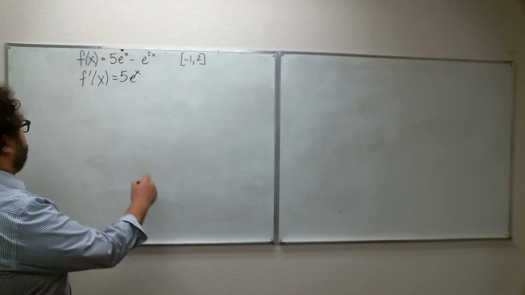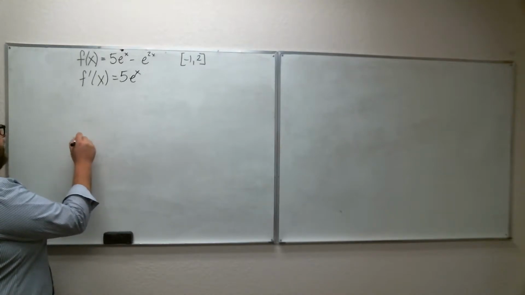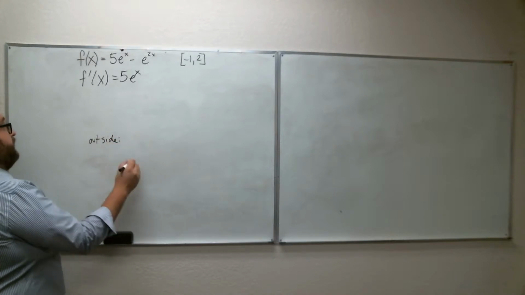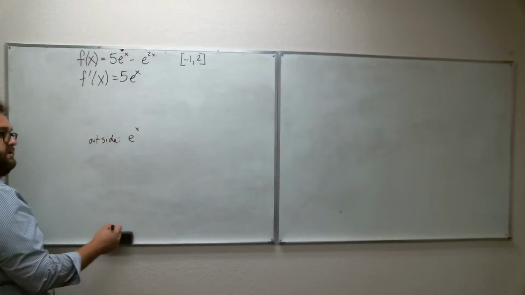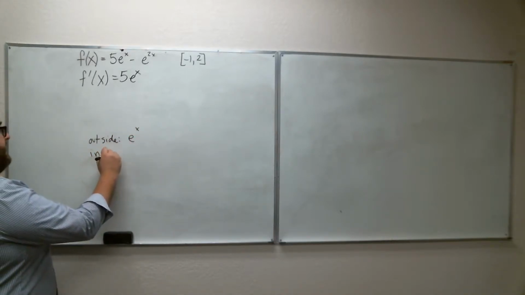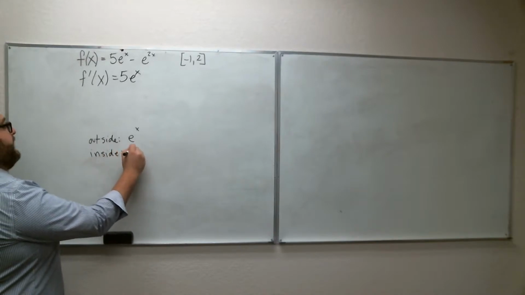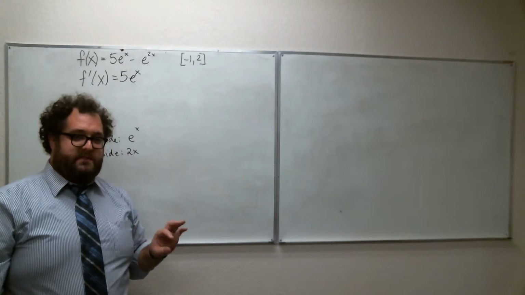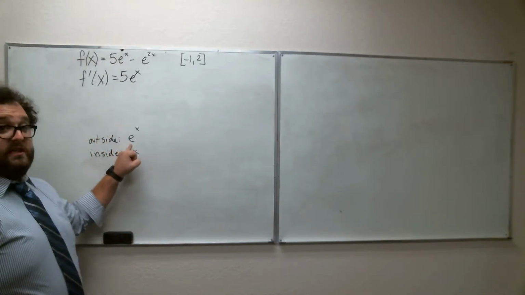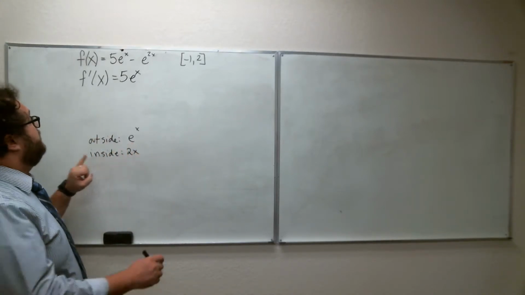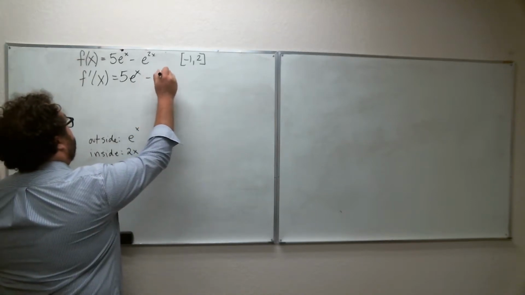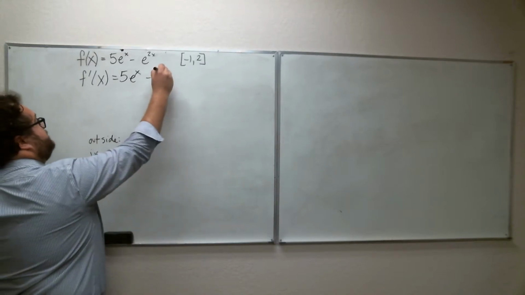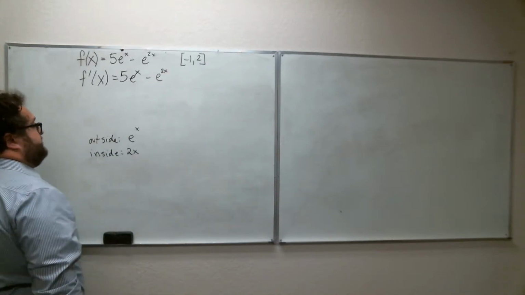So just off to the side here, the outside function is e to the x. The inside function is 2x. So the chain rule says you take the derivative of the outside function, which is just e to the x, it's its own derivative, but instead of writing e to the x, you evaluate it at the inside function. So it's e to the 2x.